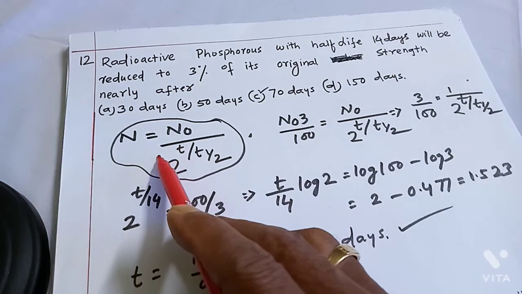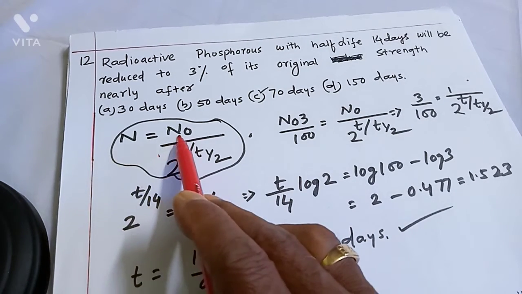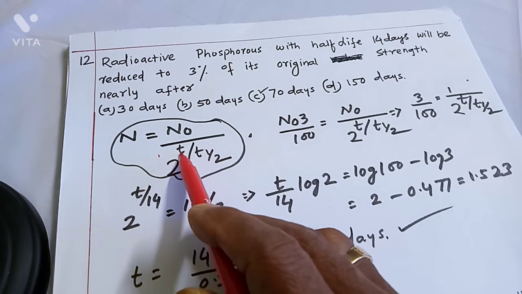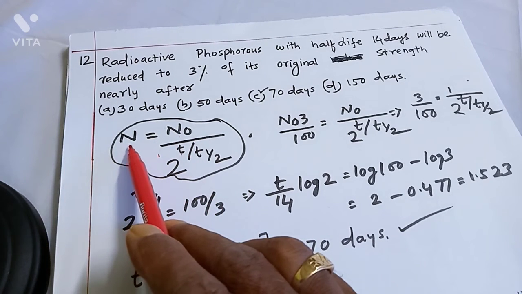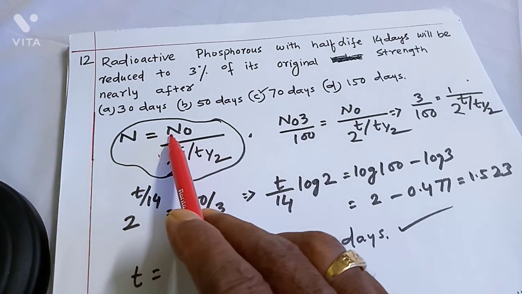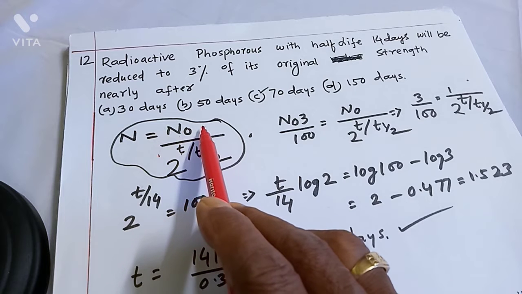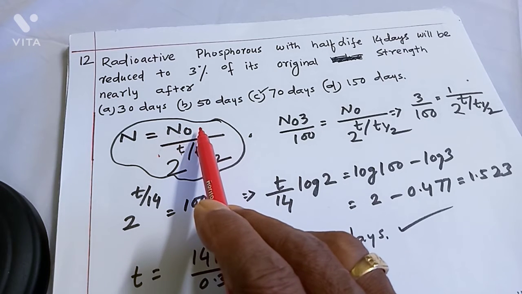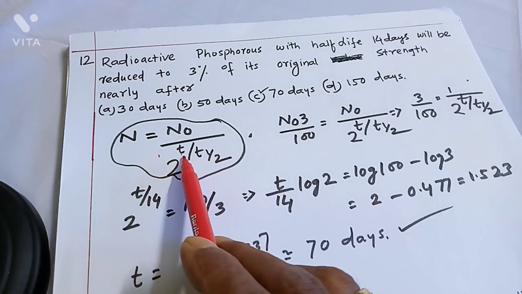The working formula for this problem is N equal to N0 by 2 to the power t upon t half. N represents the number of radioactive nuclei present at a time t. N0 represents the number of radioactive nuclei at time t equal to 0, that is the initial number of nuclei, and t half is the half-life, t is the time instant.